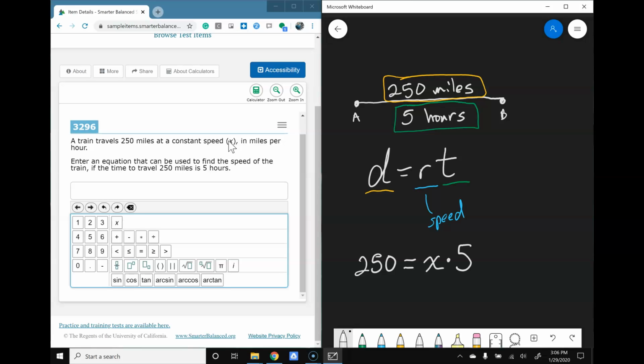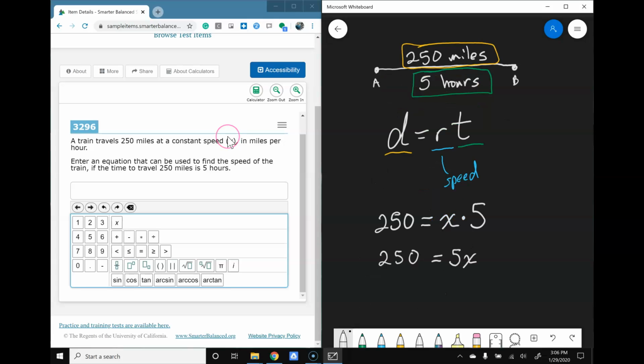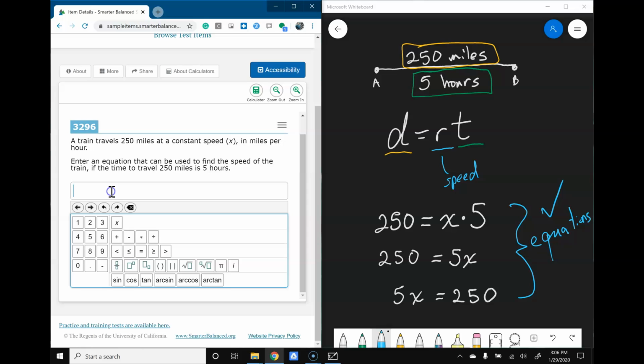Now, we could always rewrite this to make it look a little bit more neat by multiplying the 5 and x together, and getting 5x. We're also used to seeing the x on the other side. So, all three of these should qualify as correct answers or correct equations to solve this problem. So as we come over here, we just have to choose which of these we would like to enter. And I will go ahead and enter that final selection just because it looks the most neat.